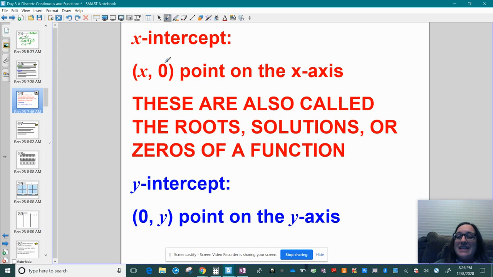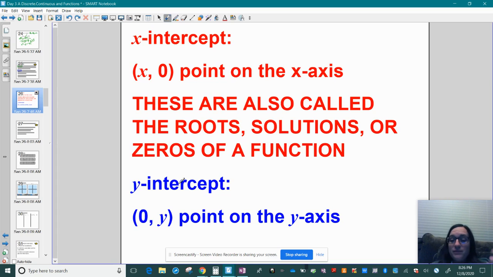If we're looking for an x-intercept, that is the point that lies on the x-axis. And it always has a value for x, and then y is 0. That's our x-intercept. So this point on the x-axis, we have a few other words for them. These are also called roots. They're also called solutions. They're also called zeros of a function, because look, it has a 0 in it. Got a lot of vocab words for some of the same stuff here.